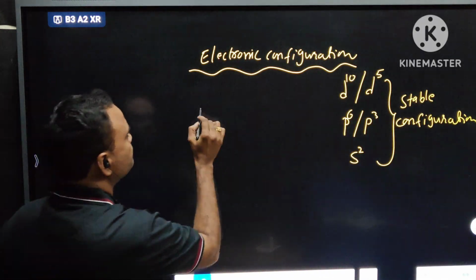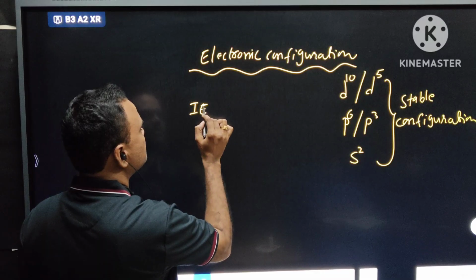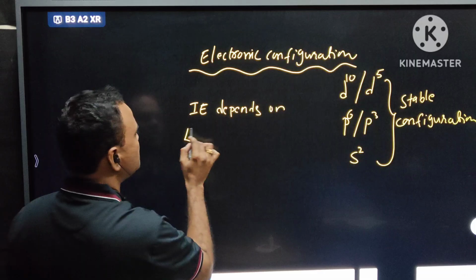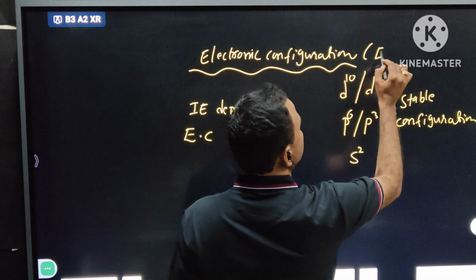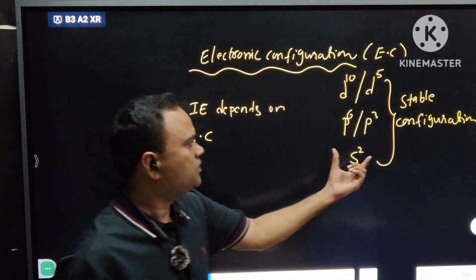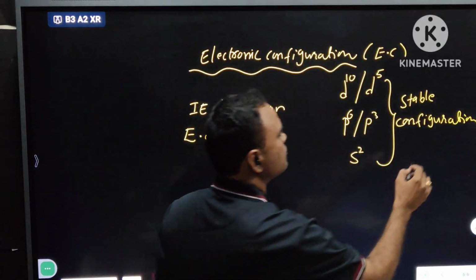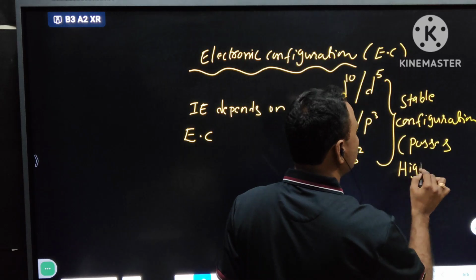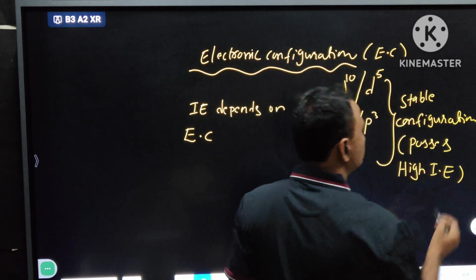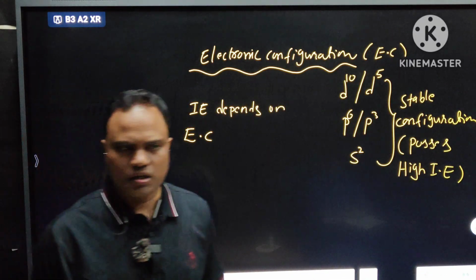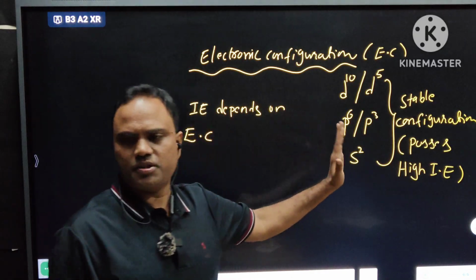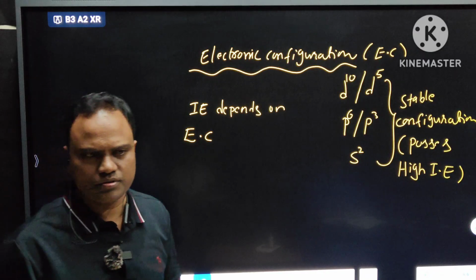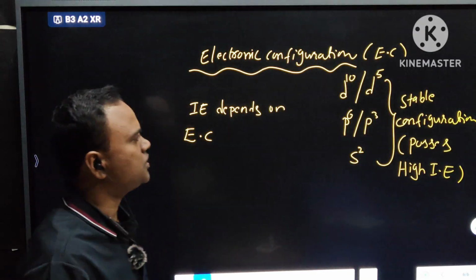Right? See, ionization energy depends on EC. EC stands for electronic configuration. These are stable configurations, so these configurations possess high ionization energy. Elements with d10, d5, elements with p6, p3 are said to be stable configurations. Okay? Let us see some examples.